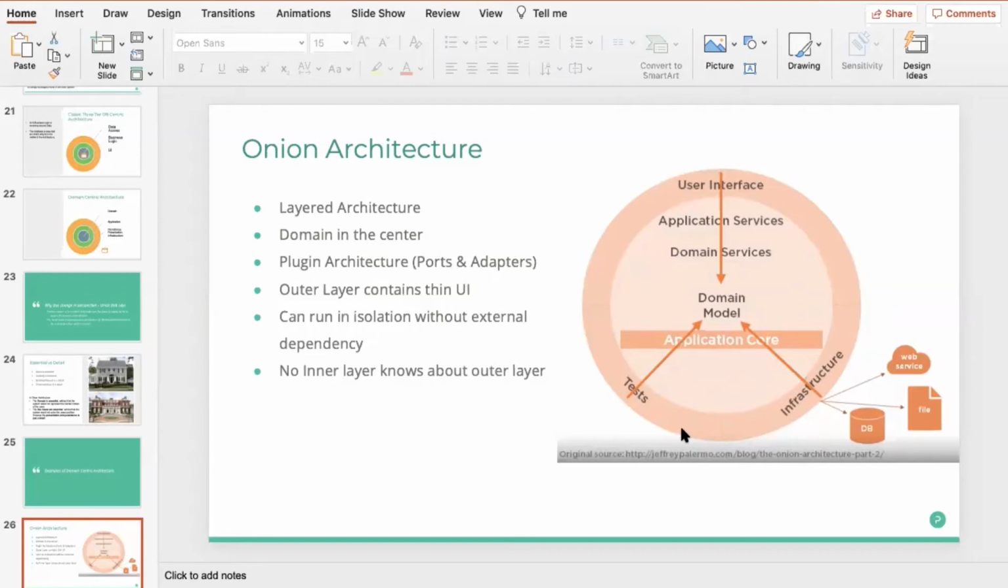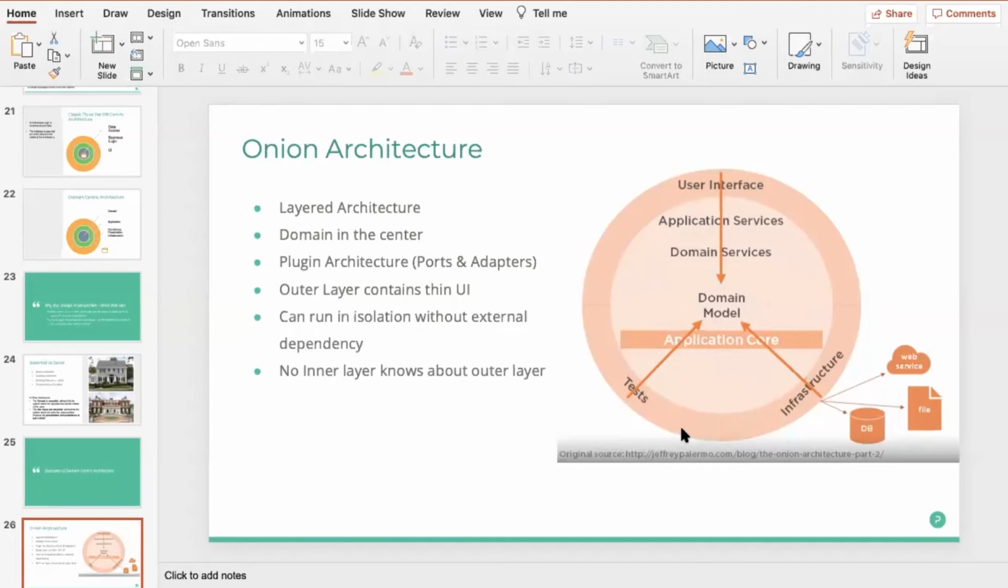Then the application service layer, where you actually glue both these, domain services and your business logic, basically, right? And surrounded by a very thin layer called user interfaces, your test, your infrastructure. And if you look at the database, the file, the web service, everything is outside. They're not even part of the architecture.